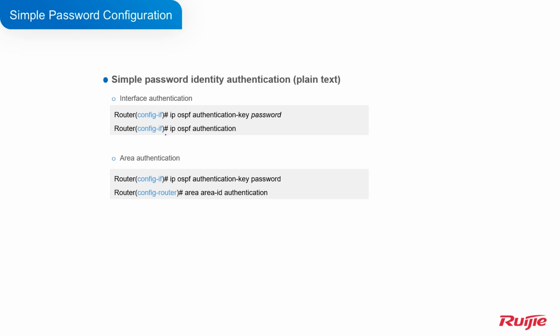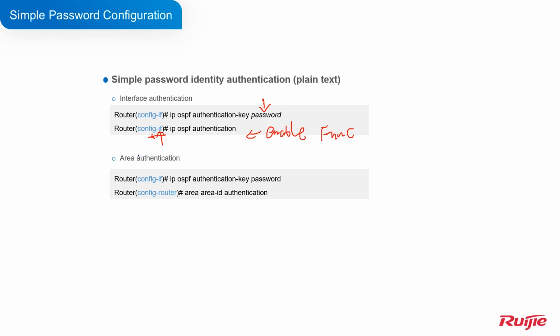So first, we go to the interface, and here we can see we have to enter the interface, right? Then we enable the authentication function, and then we set the password information. Here we set the IP OSPF authentication key and then the password. For two routers whose link connects each other, the interfaces on the two routers must have the same password and the same encryption mode.